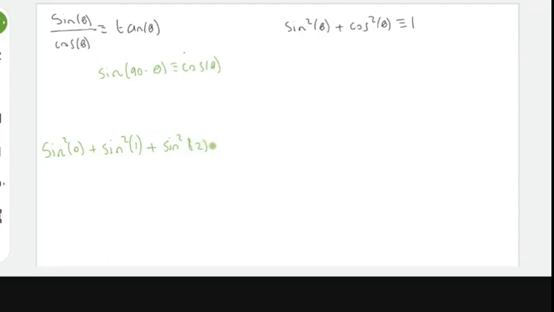sine squared of 2 plus sine squared of 3 plus dot dot dot plus sine squared of 87 plus sine squared of 88 plus sine squared of 89 plus sine squared of 90. So it's basically adding up all the terms from sine of 0 to sine of 90. What might that be? And why? That's like a really long question to think about, but there we go.